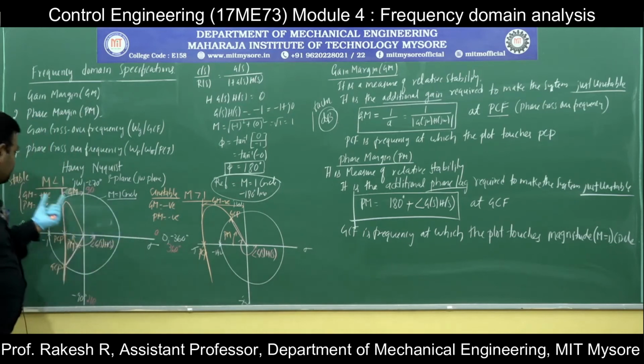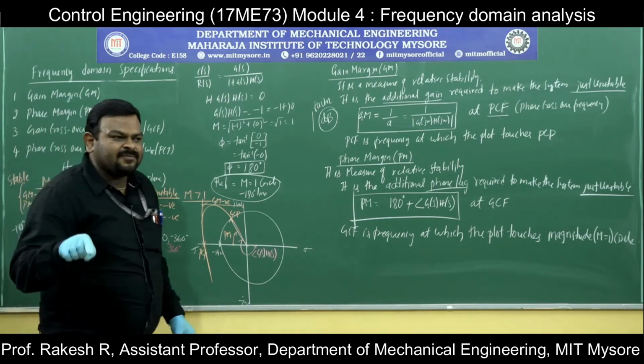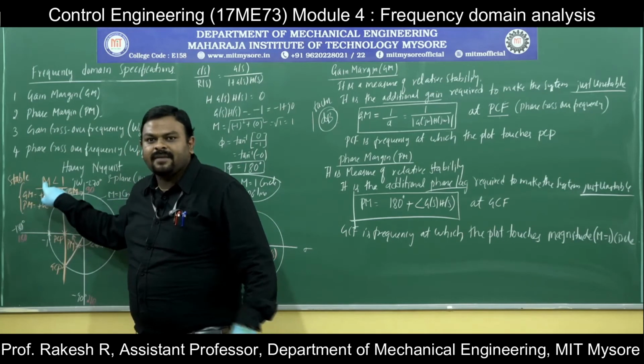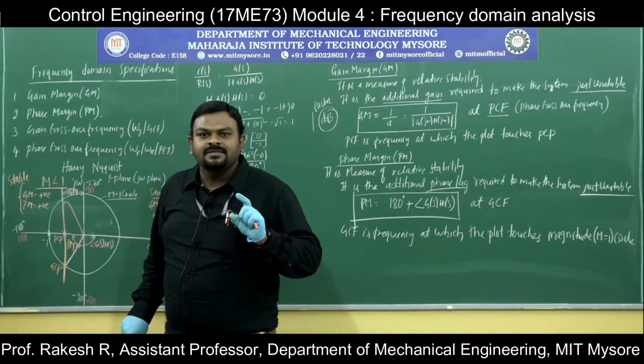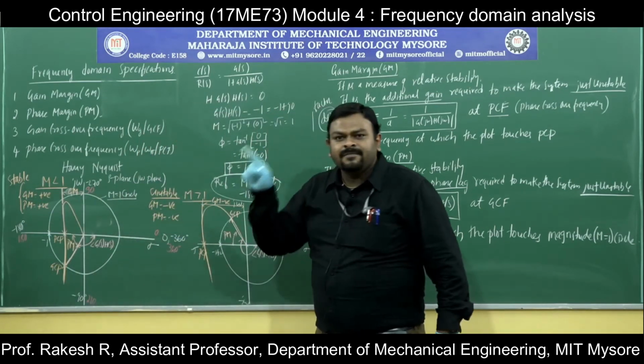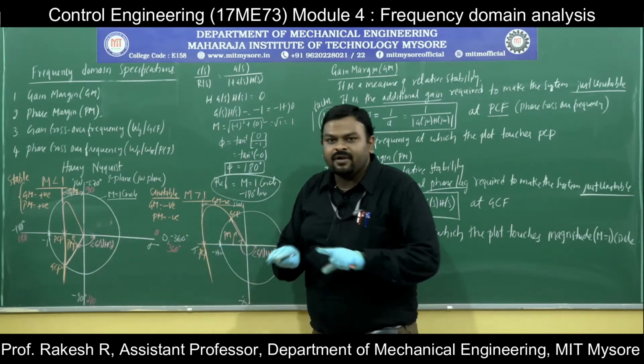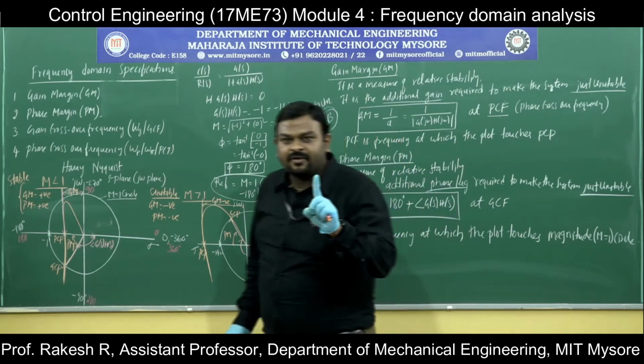If the magnitude is less than 1, gain margin and phase margin are positive. In other words, a stable system has magnitude less than 1 and positive gain margin and phase margin. Again, an unstable system has magnitude greater than 1, and gain margin and phase margin are negative. This is the first thing you have to remember.